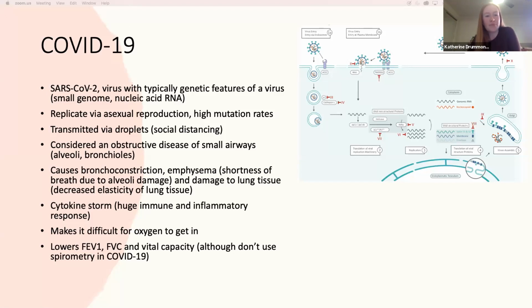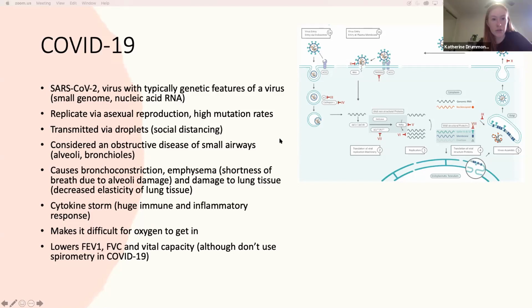So it causes bronchoconstriction, which is basically tightening of the airways, and emphysema, which is shortness of breath due to alveoli damage. So that's kind of what Stone was talking about, there's a real issue with gas exchange because there's damage to the alveoli. There can also be issues with damage to lung tissue. It makes it less elastic, which I'm sure you can imagine, because breathing in and out is a pretty elastic process. So the less elastic it is, the harder it is to breathe.